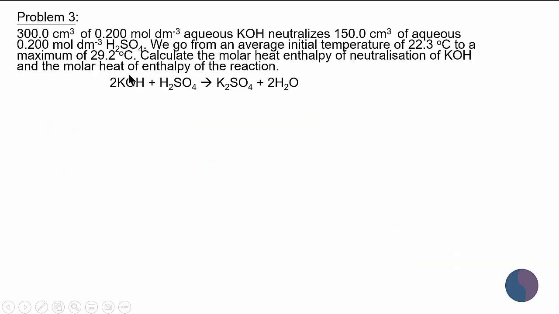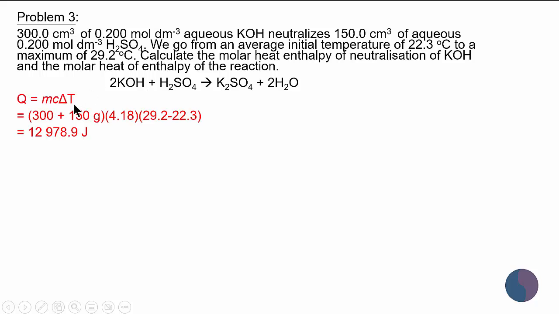The last question is 300 of this, 150 of that, reacted together. We've got a temperature change there. The molar heat of neutralization of KOH, that is not the molar heat of the reaction. It'll be half of that because there's 2 moles of that. So that's a trick. So put all those numbers in. We've got 450 grams total. That's the stuff that people usually stuff up. This one doesn't really matter if it's Kelvin or degrees, so we're fine with that.